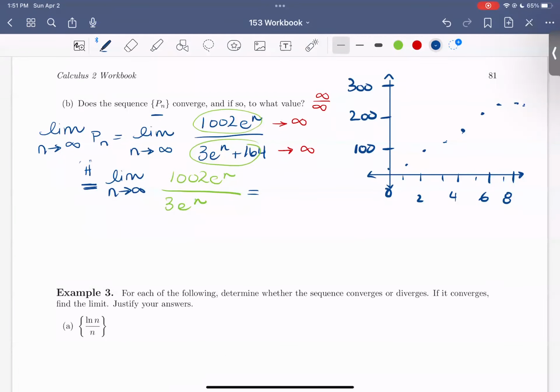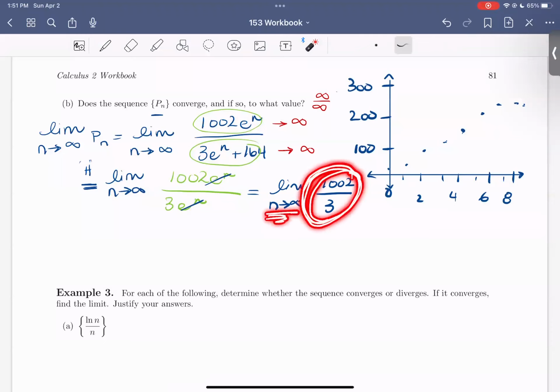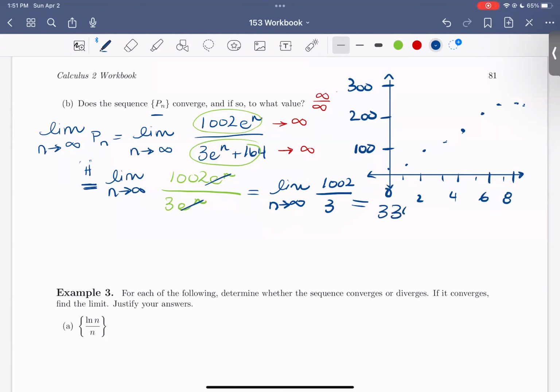Okay, well, what can we do with that? We can recognize that there's an e to the n in both the numerator and denominator, so those values cancel out. So we're just left with the limit as n goes to infinity of 1002 over 3. Now this no longer involves an n. So as n increases, our values here just remain the same constant number. If we compute that in our calculator, we should be getting 334. So this sequence of P sub n's actually converges to 334.